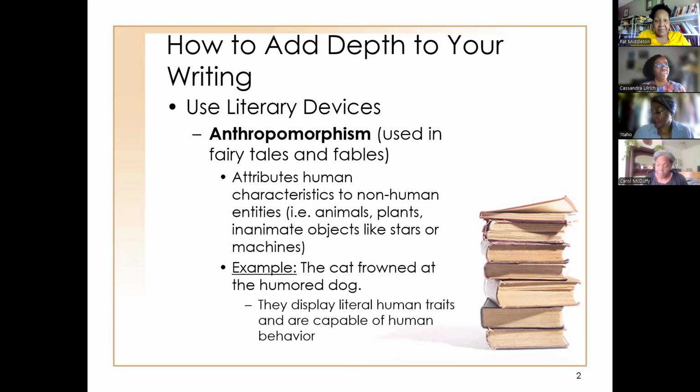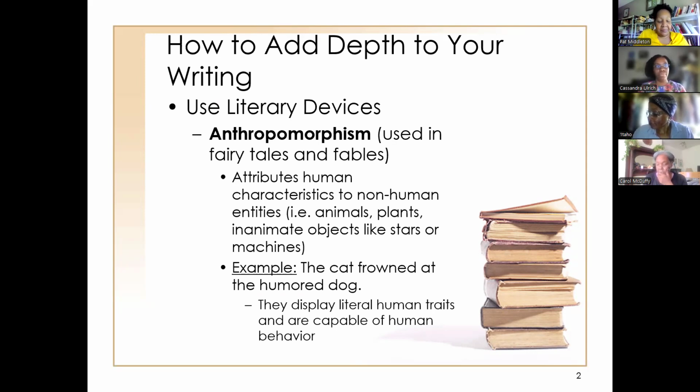We have a very big word, and I don't think we even went over this in English class: anthropomorphism. It's the kind of literary device that is used in fairy tales and fables, when they have animals walking around on two legs, or you have plants interacting and moving around as if they're humanoids. That's when anthropomorphism comes into play. It's human attributes, human characteristics, given to non-human entities.